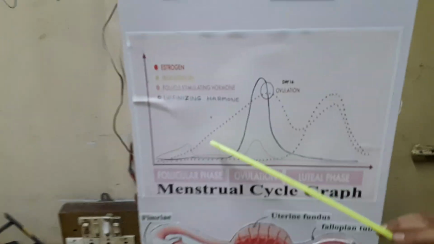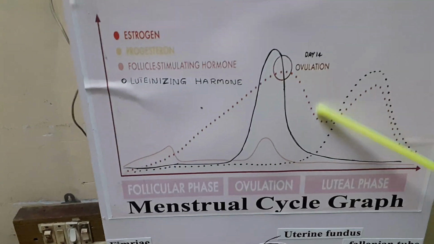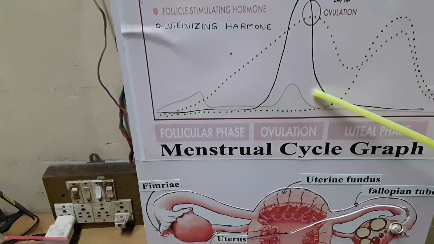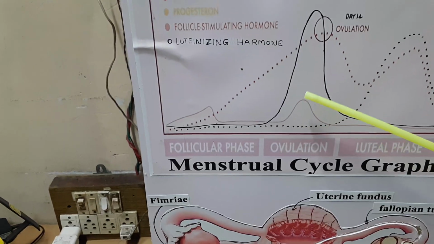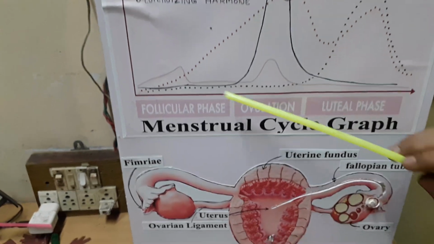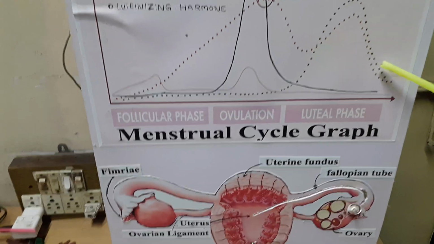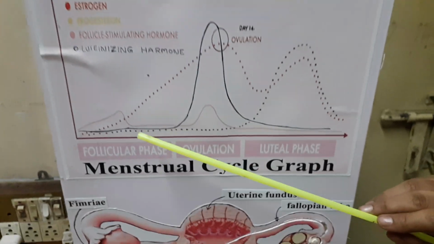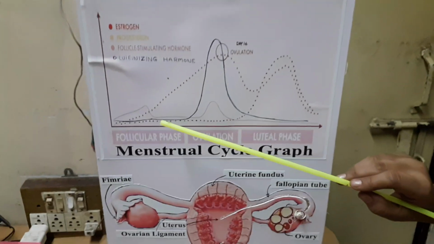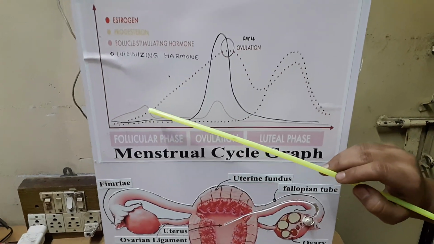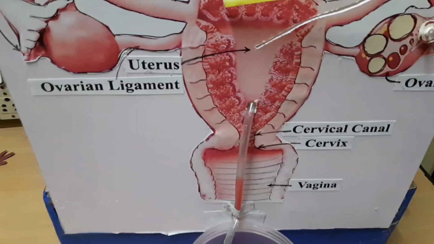In this graph, estrogen is represented by the red line, FSH by the pink line, luteinizing hormone by the black line, and progesterone by the dotted black line. During the follicular phase, the menstrual cycle begins with menstrual bleeding. The follicular phase begins with estrogen levels being low, due to which the thicker lining of the uterus sheds, resulting in bleeding.